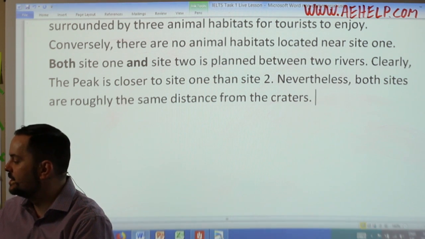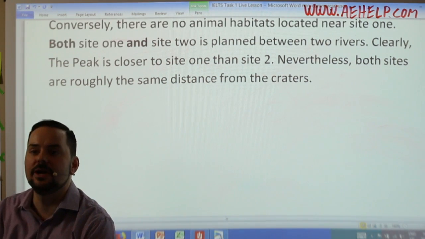Nevertheless, both sites are roughly the same distance from the craters.